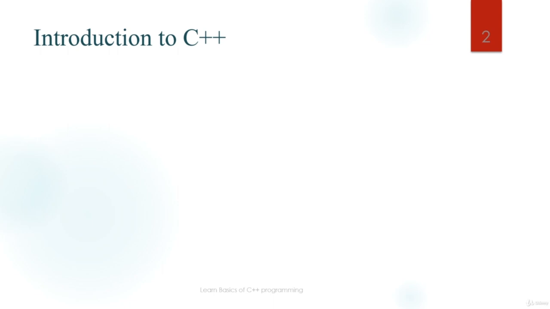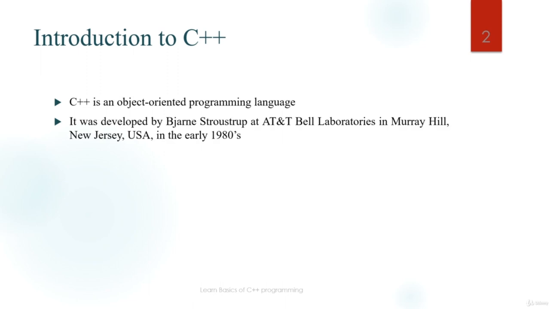In this, we are going to see who invented the C++ language and what was the earlier name of the C++ language. C++ is an object-oriented programming language. It was developed by Bjarne Stroustrup at AT&T Bell Laboratories in Murray Hill, New Jersey, USA in the early 1980s. C++ is an extension of C with a major addition of classes.